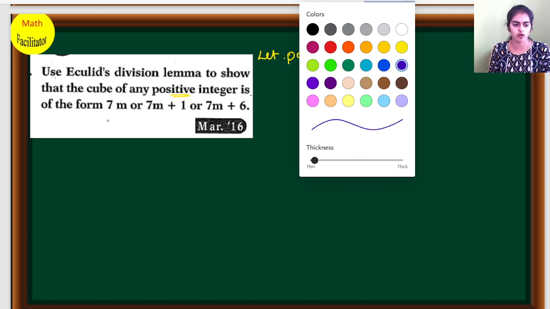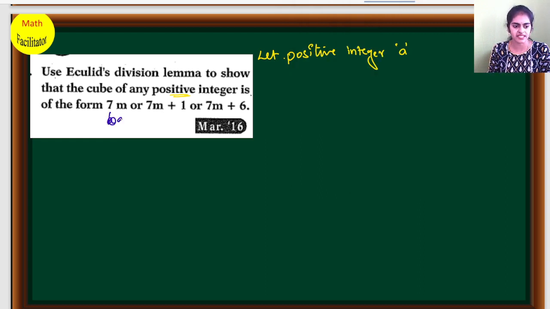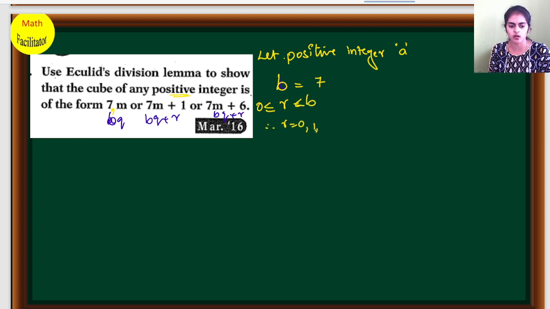Comparing this with the general form a equals bq plus r, this is bq plus r, this is also bq plus r. So what b value can I take here? Comparing, I can take b as 7 because everywhere b is 7 here. And r is less than b. The condition is that r is between 0 and b, and it can be equal to 0 also. So therefore r can be 0, 1, 2, 3, 4, 5, 6.